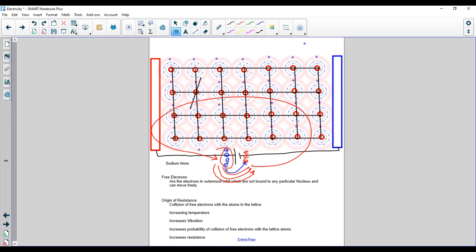Got it? If they don't go the other side, they will not move in the circuit. So this energy is required so that the electron can make a complete round trip in the circuit. If we don't supply that energy, they are not able to make a complete round trip in the circuit. Is it clear?